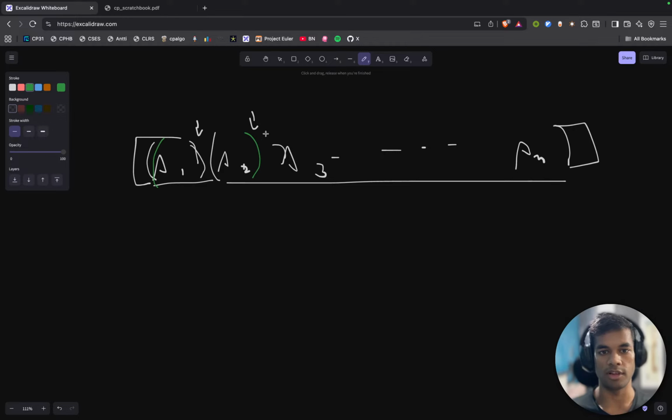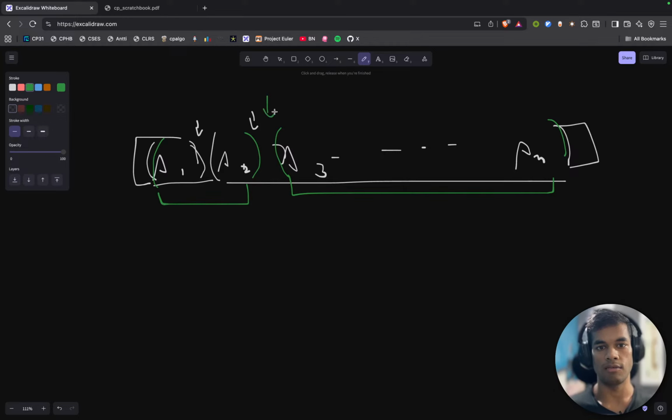Let's represent them with green. Then we will find the best optimal order for this part and the best optimal order for this part, and compare it with the last one. We will keep moving our breakpoint and return the one that is minimum. So that is simple enough.